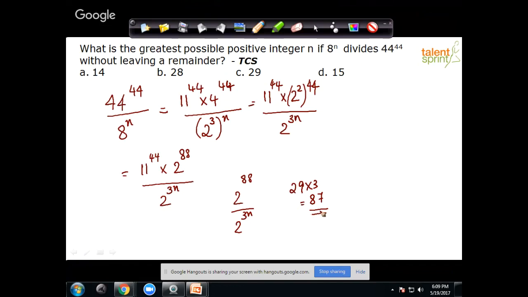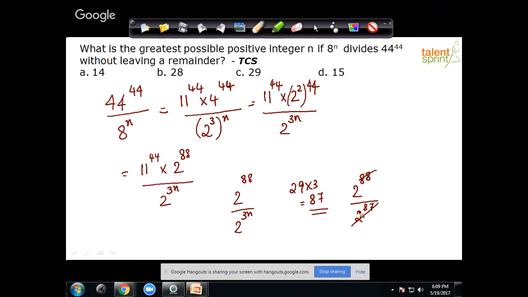29 into 3 is 87. So when I do 2 to the power 88 divided, if I put n equal to 29, what happens? 2 to the power 88 divided by 2 to the power 87. So in this division, my answer will be 2. Basically, there is no remainder.